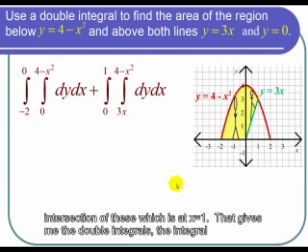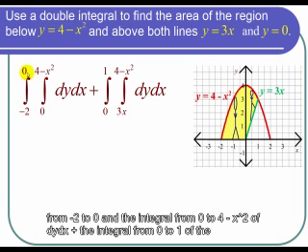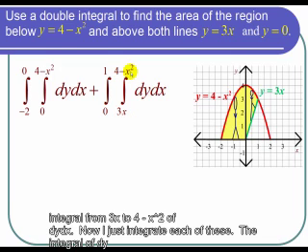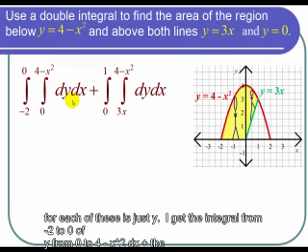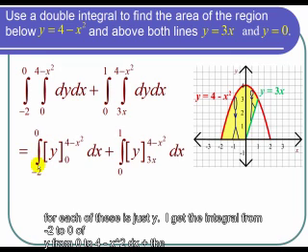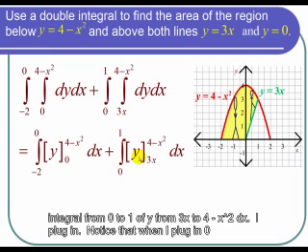So that gives me the double integrals: the integral from -2 to 0 of the integral from 0 to 4 minus x squared of dy dx, plus the integral from 0 to 1 of the integral from 3x to 4 minus x squared dy dx. So now I just integrate each of these. The integral of dy for each of these is just y. So I get the integral from -2 to 0 of y from 0 to 4 minus x squared dx, plus the integral from 0 to 1 of y from 3x to 4 minus x squared dx.